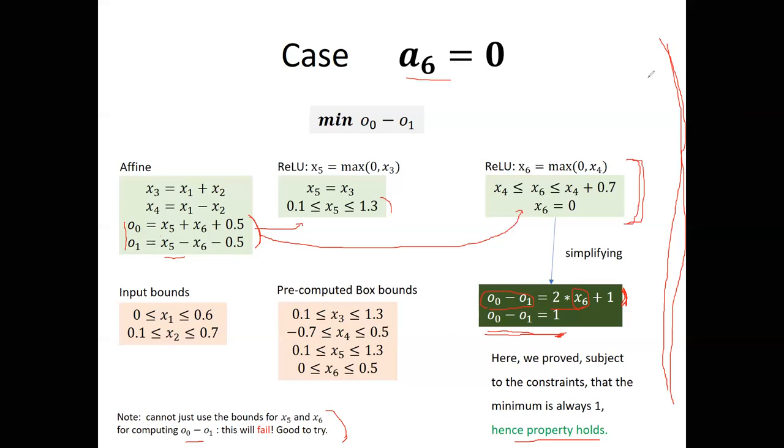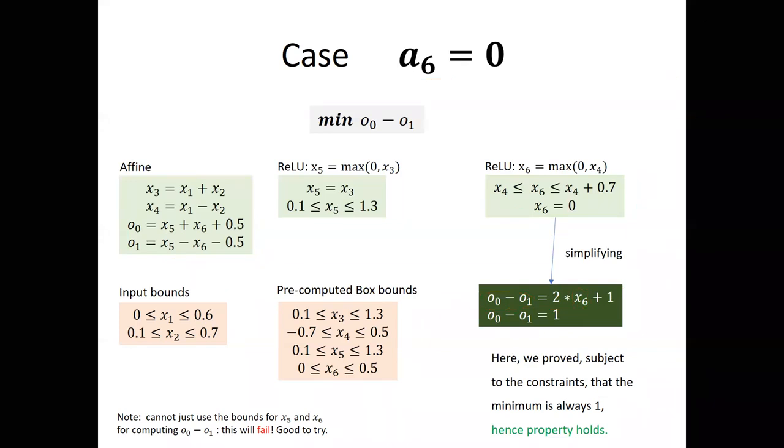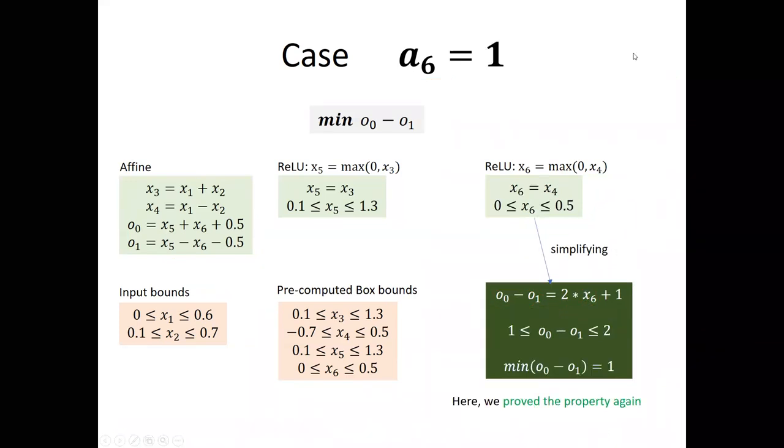But that's only one of the linear programming instances that would be generated here. Let's look at the other linear programming instance, which is the case where A6 is equal to 1. In the case where A6 is equal to 1, if you do a simplification, you end up with something like that here. X6 is equal to X4 and X6 is in some range. Once again, we do the simplification over here and we end up with the same constraint as before.